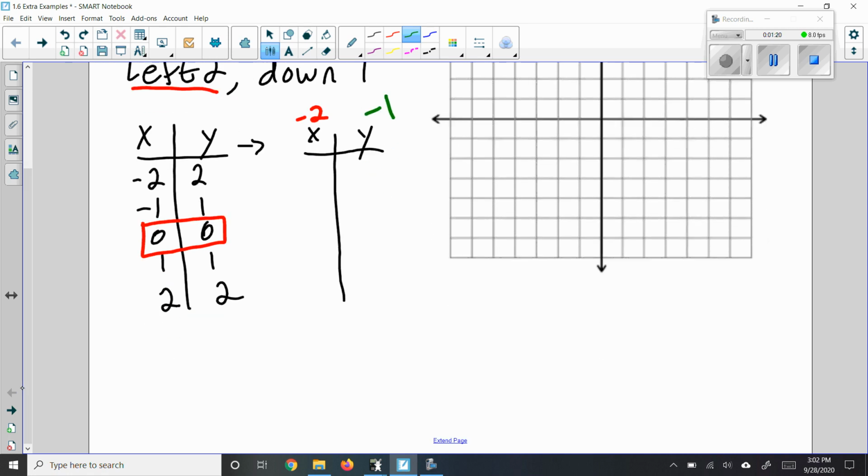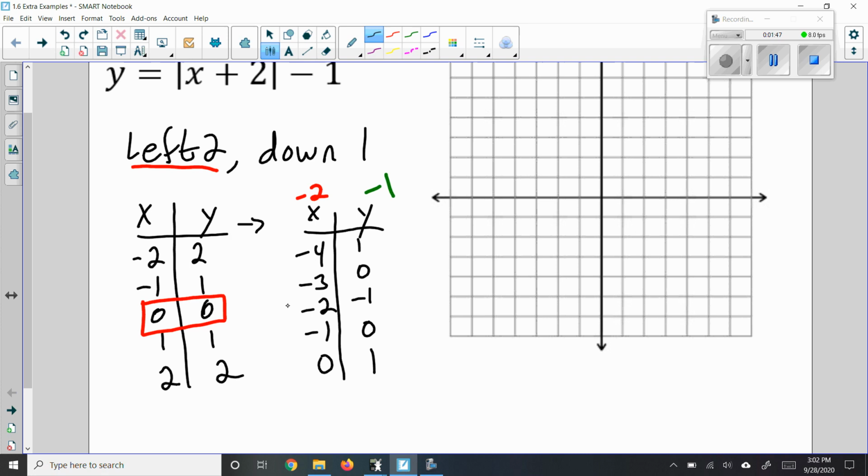Okay, so we'll just take all of the x values and subtract 2, and we'll end up with -4, -3, -2, -1, and 0. Then we'll take all of the y values and subtract 1. So 1, 0, -1, 0, 1.